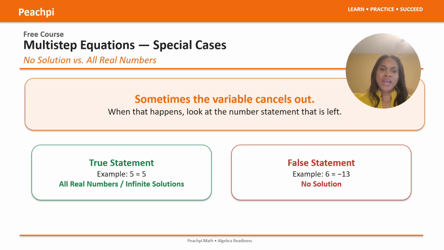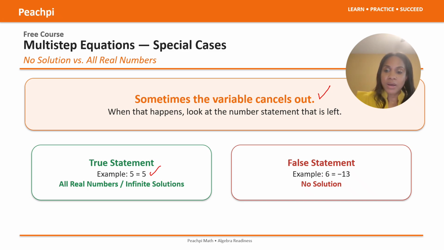In this lesson, we're looking at multi-step equations, special cases, and we have no solution versus all real numbers. Sometimes in equations the variables will cancel out, and if that happens, we want to look at the number statement that is left. If you get a true statement like 5 equals 5, my answer is all real numbers or infinite solutions, meaning any number we plug back into that equation will work.